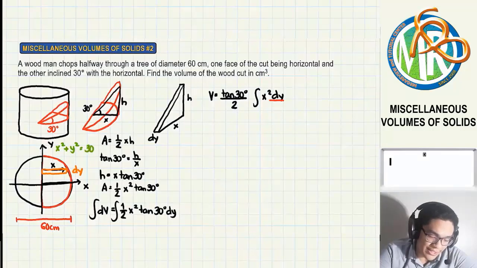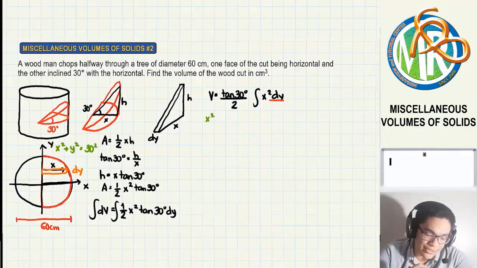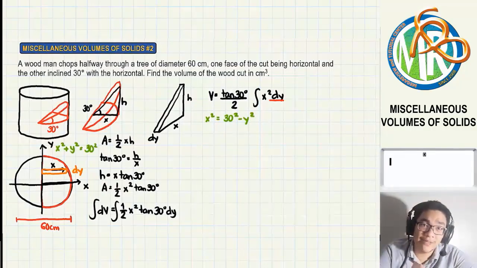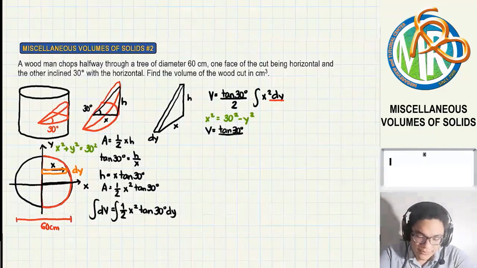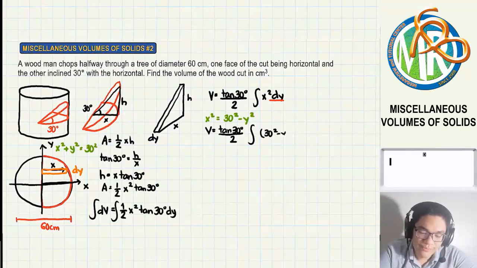Tignan natin yung circle natin dito, no? So, di ba sinet natin na yung center niyan nasa origin and yung radius niyan ay 30, no? Kasi diameter is 60. So, kapag sinulat natin, x squared is equal to 30 squared minus y squared. So, substitute lang natin yan. That is tangent 30 over 2. Yung x squared, palitan natin, 30 squared minus y squared dy.